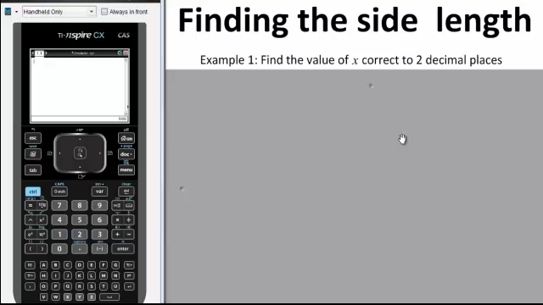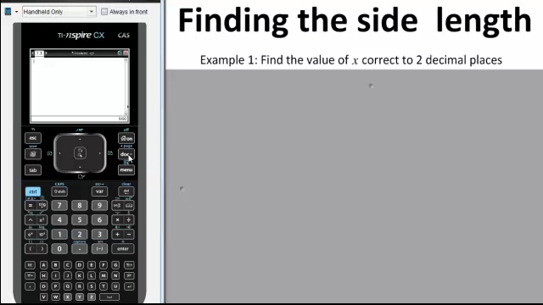Okay, in this video we're going to learn how to use the trig ratios to calculate the side length of a right angle triangle. In order to do this, we need to be able to use our CAS calculators to give us a value for the sine, the cosine, or the tangent of any angle. First thing we need to do is make sure our calculators are in degrees.